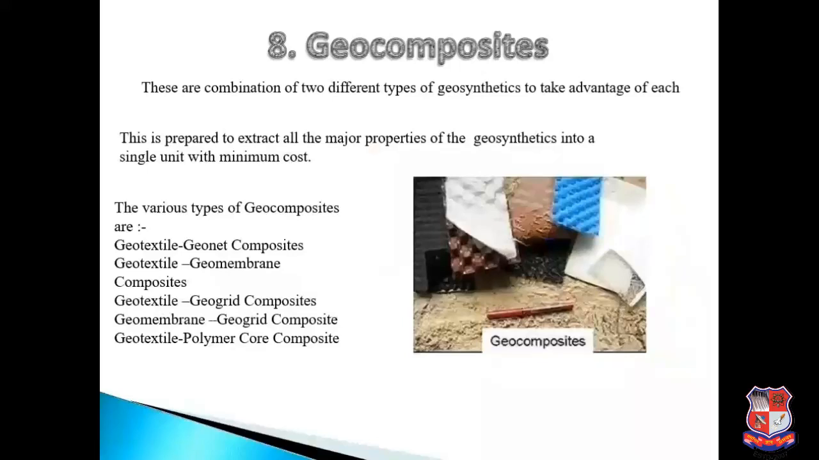Next one is geocomposites. These are a combination of two different types of geosynthetics to take advantage of each. This is prepared to exploit all the major properties of the geosynthetics in a single unit with minimum cost. The various types of geocomposites are geotextile and geonet composites, geotextile and geomembrane, geotextile and geogrid, geomembrane and geogrid, and geotextile and polymer core. So you can see all of that in the image.